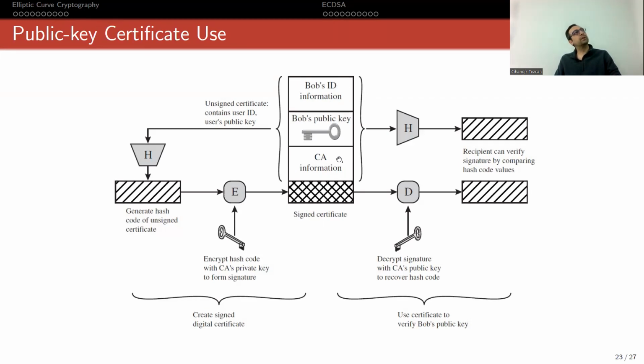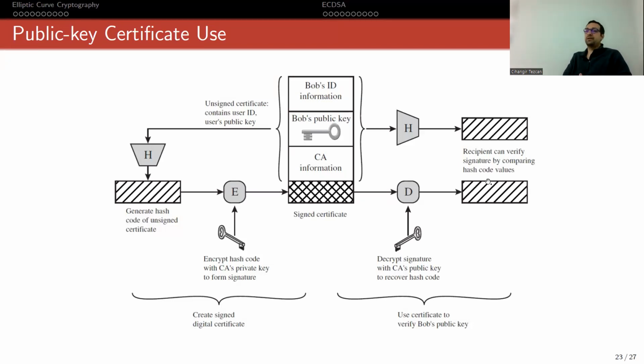Whenever, for instance, we are visiting a web page and that web page has a certificate like this, your browser does the following. When it sees the certificate, it verifies it by using the certificate authority's public key, obtains the hash value, and checks if this hash matches this one.